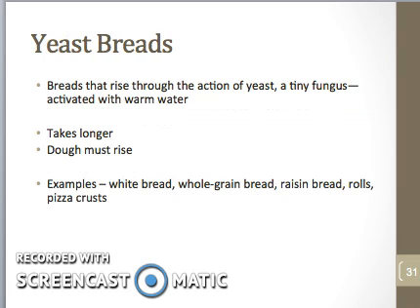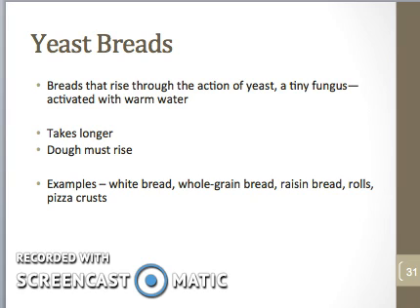Yeast breads, on the other hand, are breads that use yeast, which is a tiny fungus, and it activates in warm water. So when you take your yeast out of the package, as is, they're sleeping. It's dried, and they're not going to do much. It does not start to act until it's added to warm water, which just causes them to wake up. And if your yeast is good, you'll start to see a little bit of foam in your water as you dump the yeast in there.